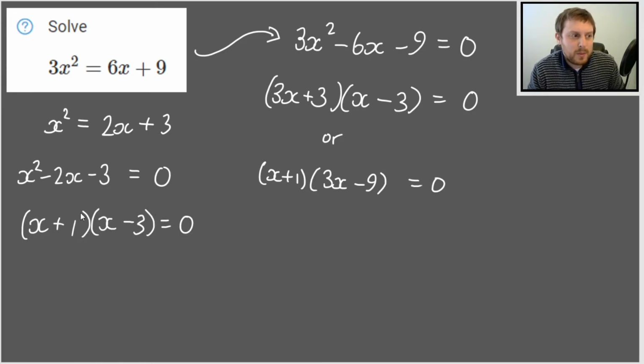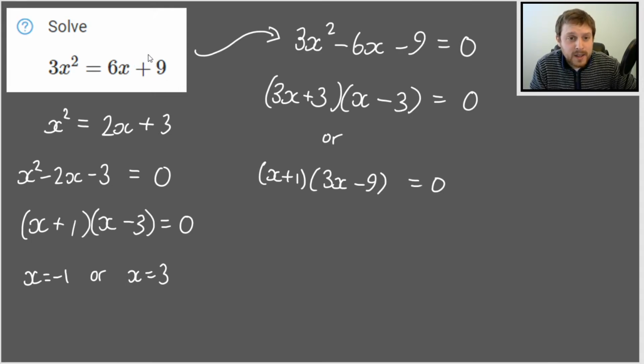And my preference would be to have divided by 3 to begin with, because it makes it easier. You're either going to get x is minus 1, or you're going to get x is 3. Okay, so this is what we're going to type into Hegarty. Notice you'll get the same over here. This would be x is minus 1, and this would be x is 3. Or this would be x is minus 1, and this would be x is 3. So there's a bit of flexibility.